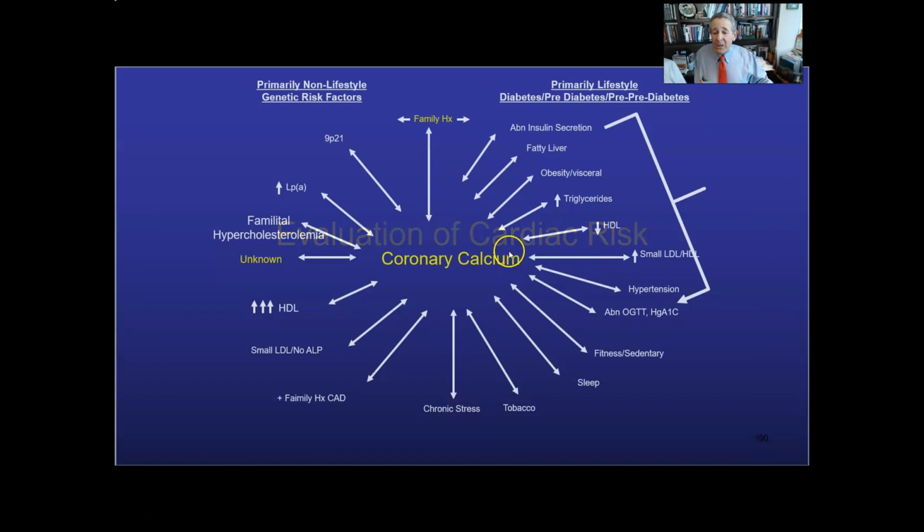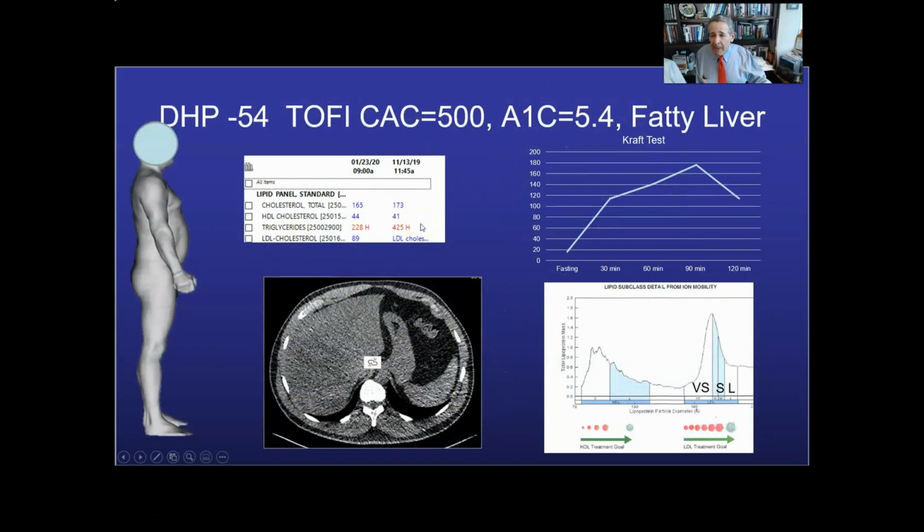So, evaluation of cardiac risk. What we find is, depending on when somebody became insulin resistant, they will have plaque before they reach this threshold of abnormal glucose tolerance or hemoglobin A1C. It often depends on having these primarily non-lifestyle genetic factors as well. And the combination is very common.